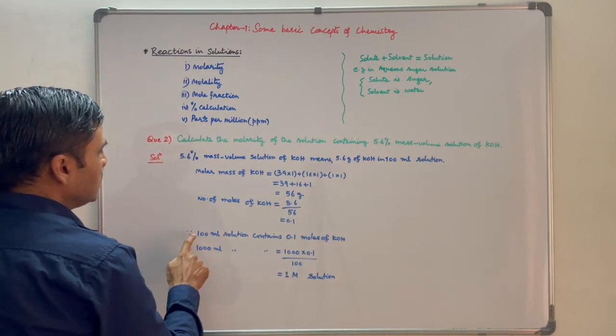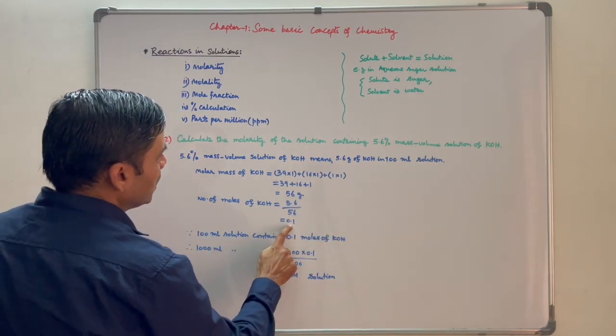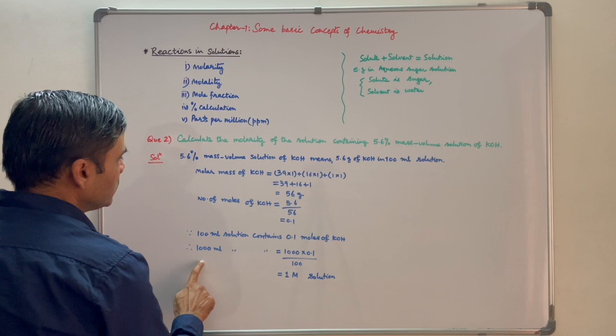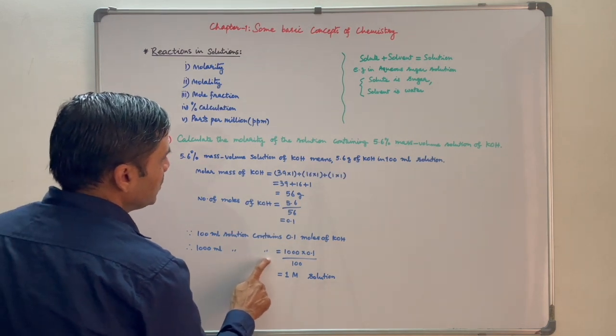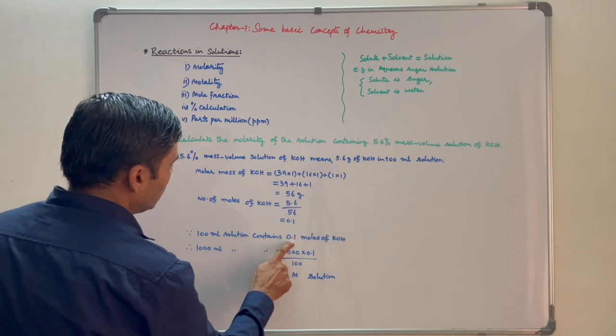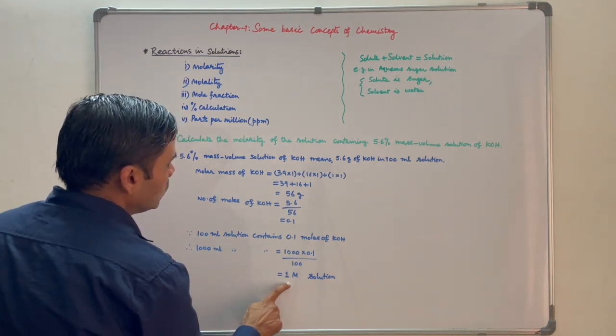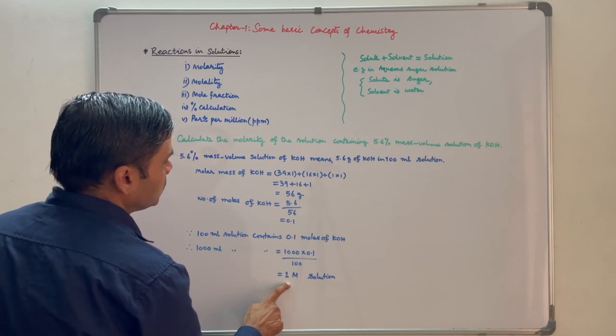Now we will say, since 100 ml of solution contains 0.1 moles of KOH, so 1000 ml solution contains how many moles of KOH? That will be 1000 into 0.1 upon 100. That comes out to be 1 mole. So it will be 1 molar solution.